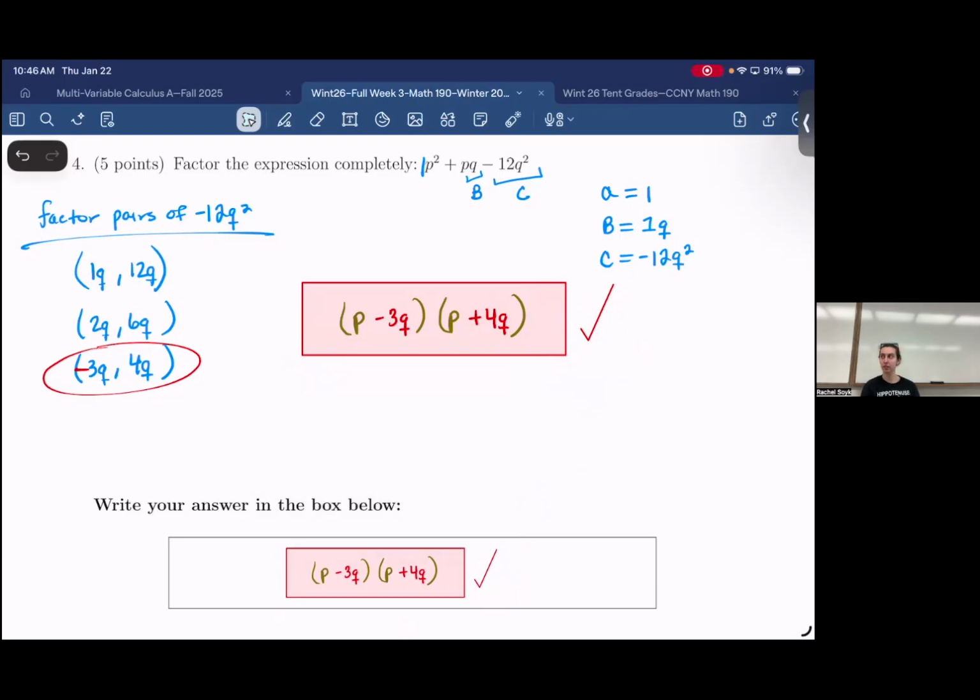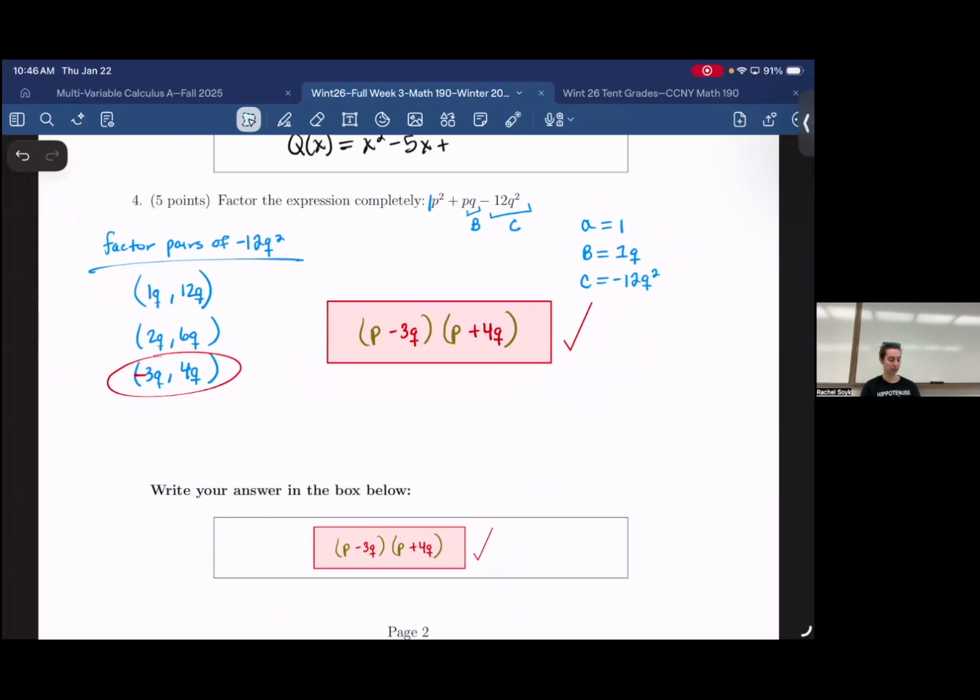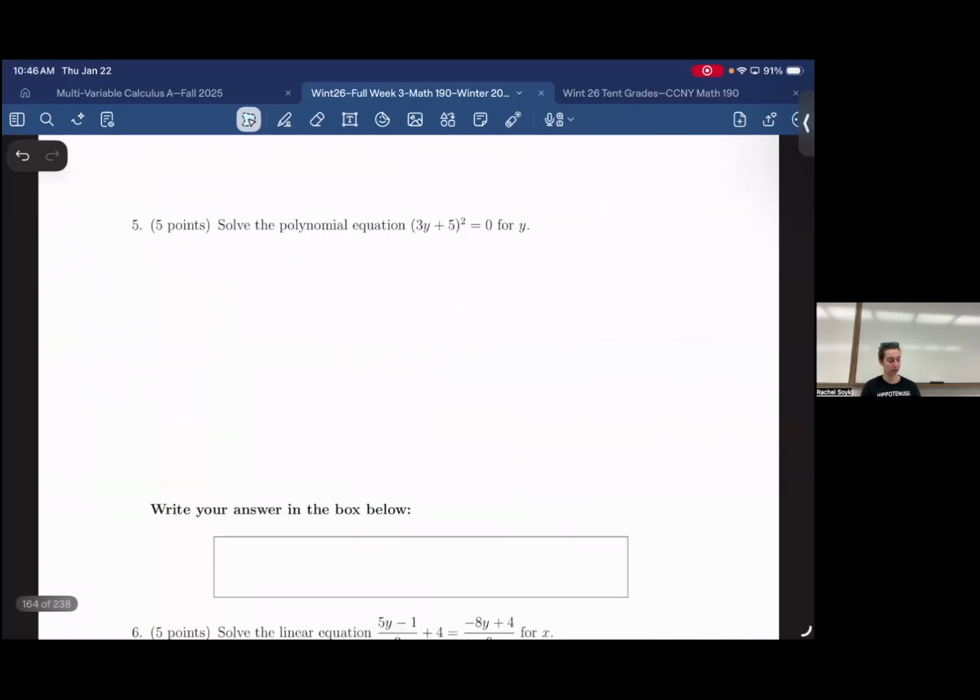Questions on this? Yeah. Yeah, let's move on to page 3.